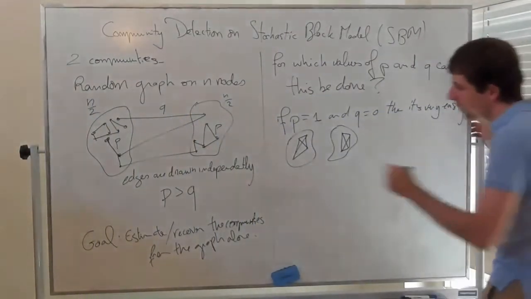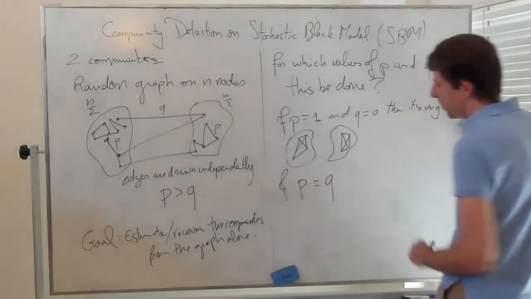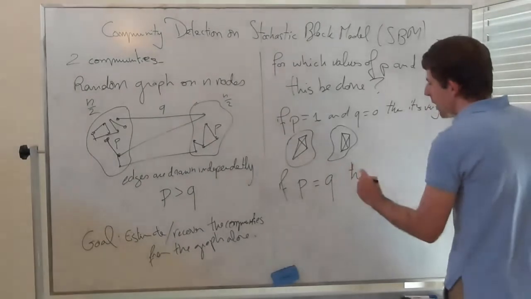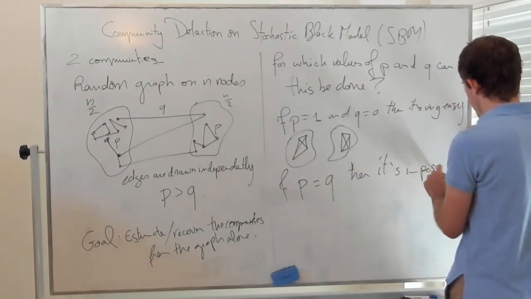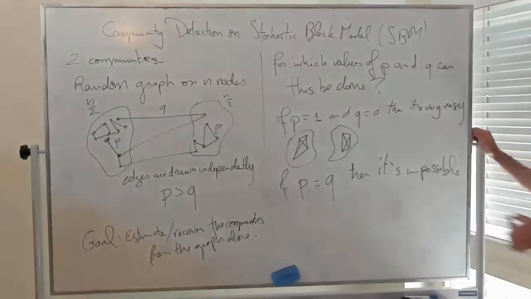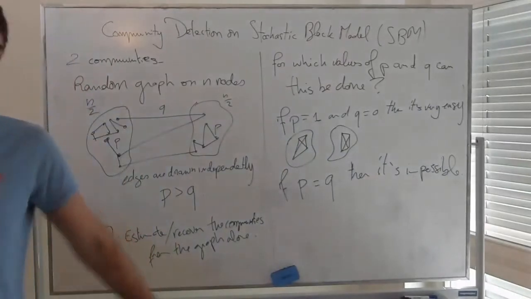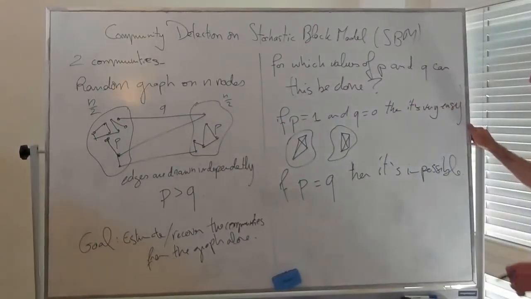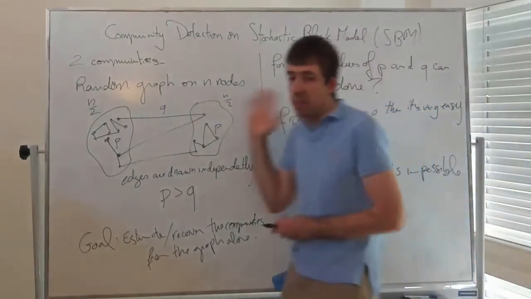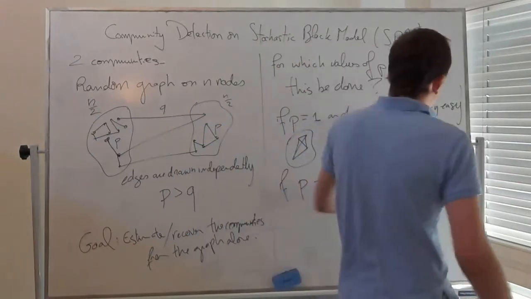On the other hand, if p is equal to q, then it's impossible. If p is equal to q, there's absolutely no information in the graph about the communities. The graph is just a very shiny graph. It's a graph where every edge shows up with exactly the same probability, it doesn't matter if they're between communities or not, so the problem is impossible.